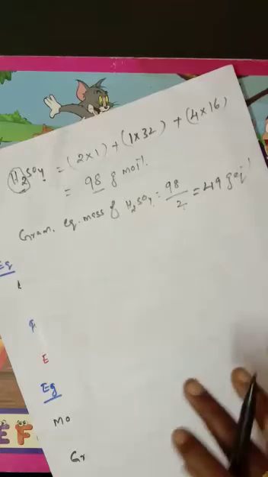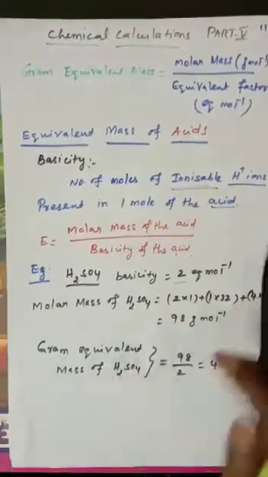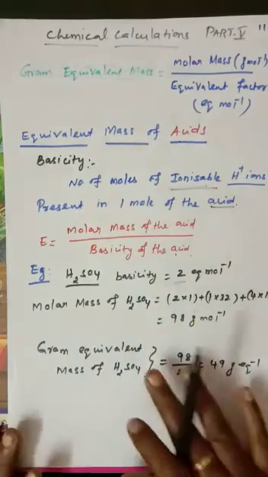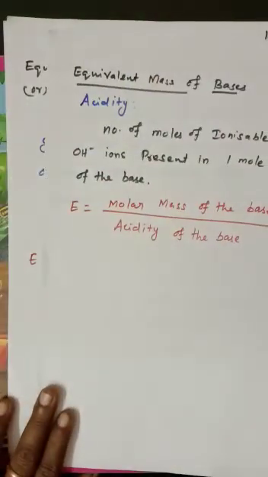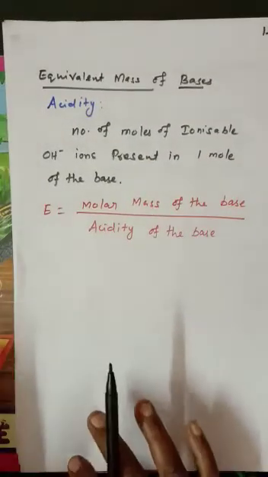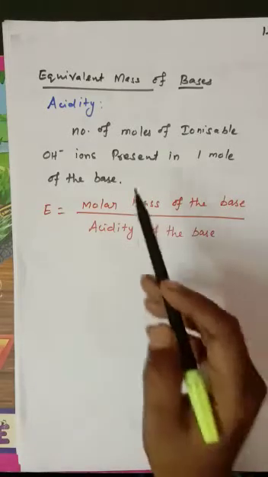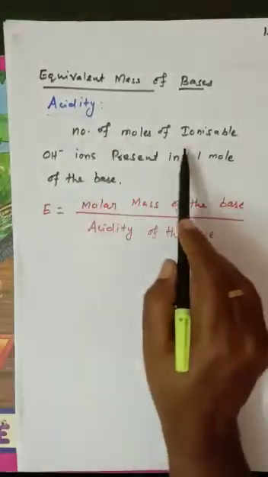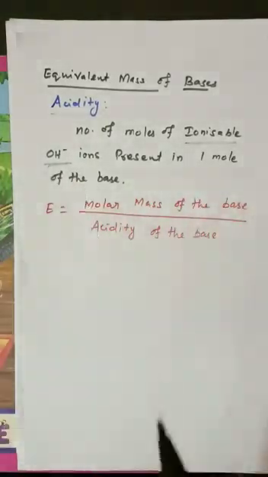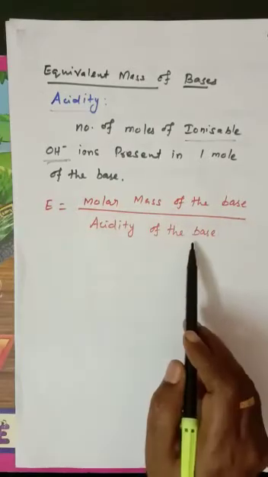That is the basicity of the acid. So what is meant by basicity? The basicity is the number of moles of ionizable or replaceable H plus ions present in 1 mole of the acid. For the same, we are going to see one more thing, equivalent mass of bases. In bases, we are going to see acidity, and in acids, we see basicity. Acidity is the number of moles of ionizable or replaceable OH minus ions present in 1 mole of the base. The same formula applies: equivalent mass is the molar mass of the base divided by the acidity of the base.